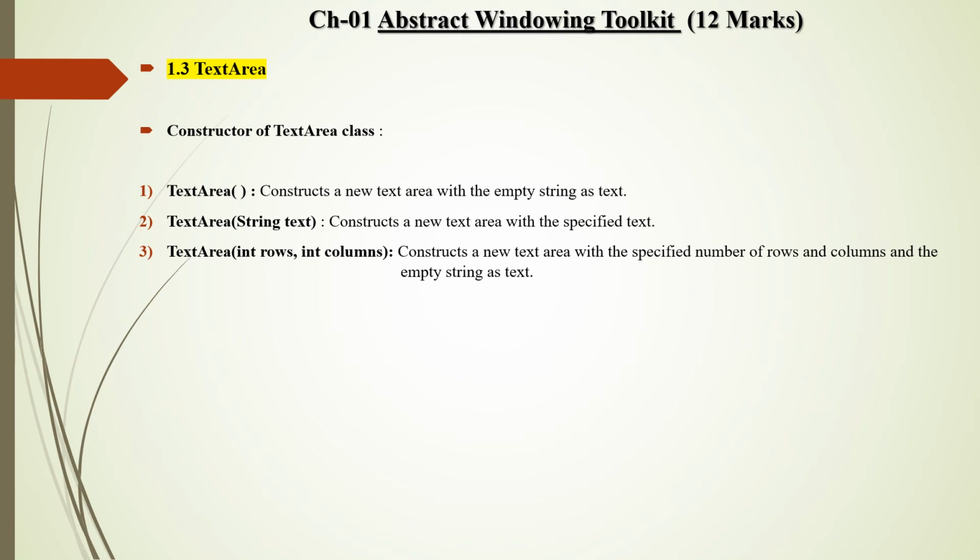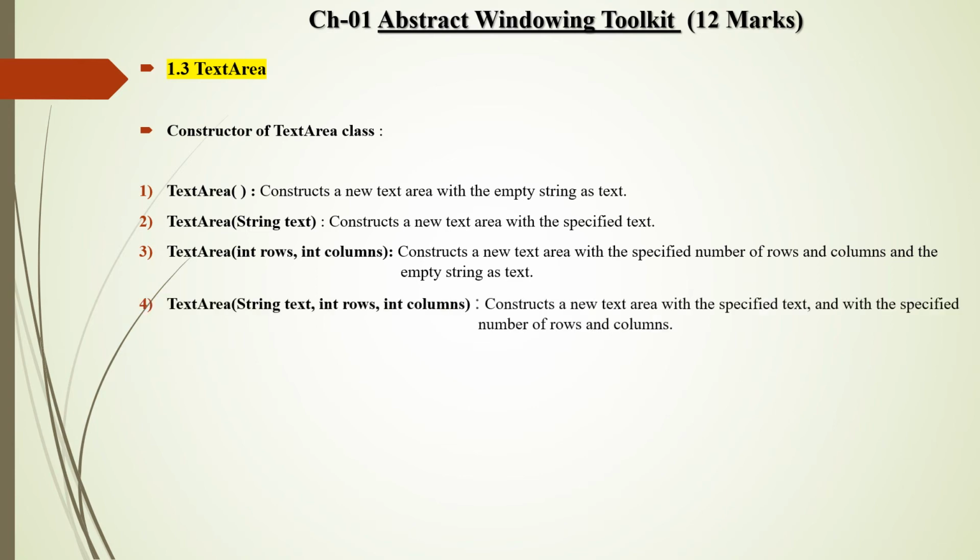The next constructor, TextArea, has two parameters, integer rows and integer columns. So in this constructor we pass the number of rows and number of columns, which constructs a new text area with the specified number of rows and columns and an empty string as text. So simple, it creates a text area with rows and columns with no string.